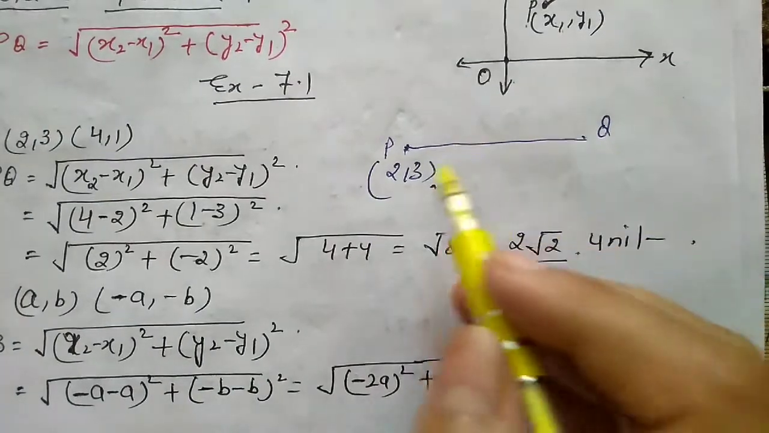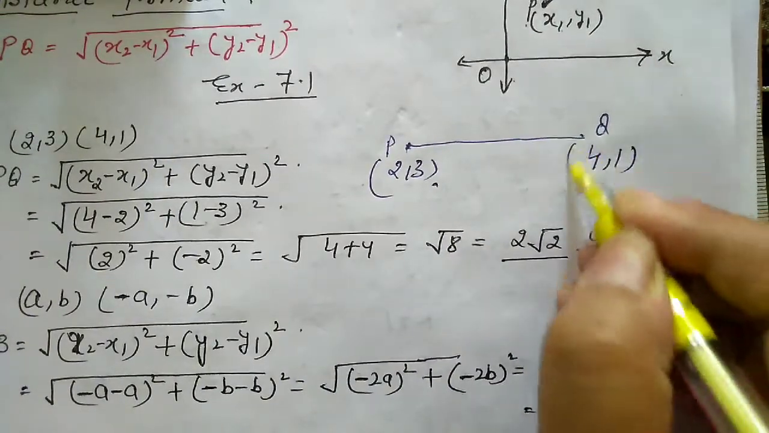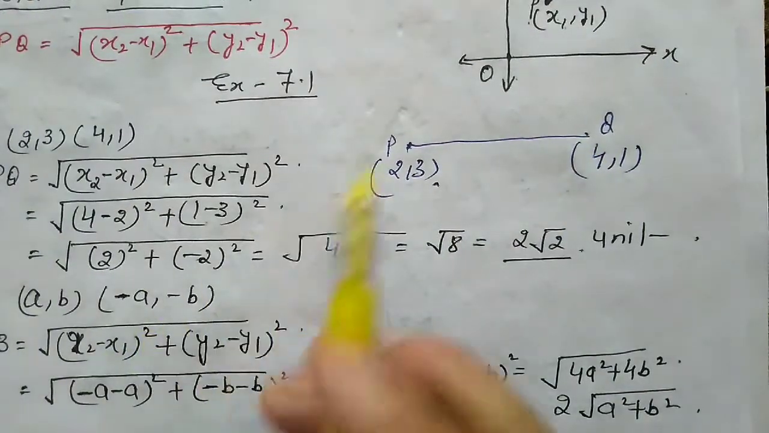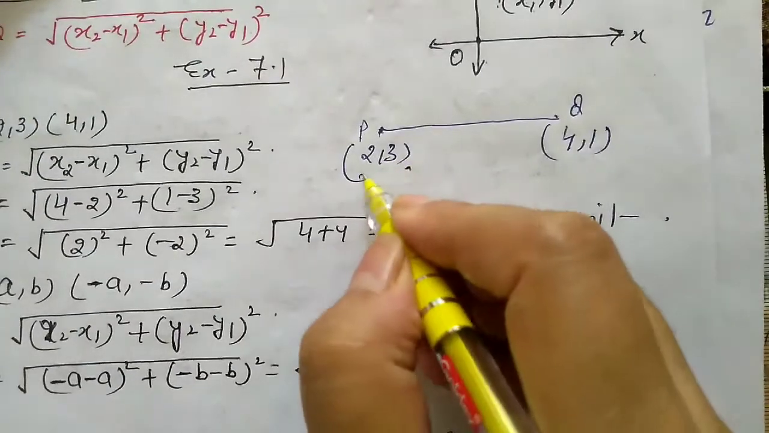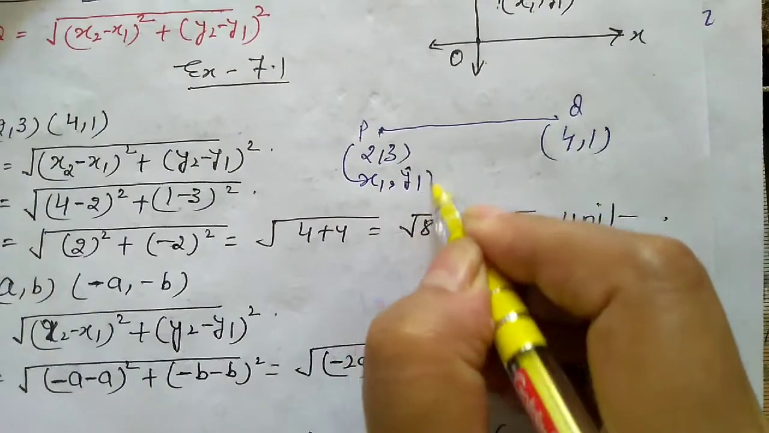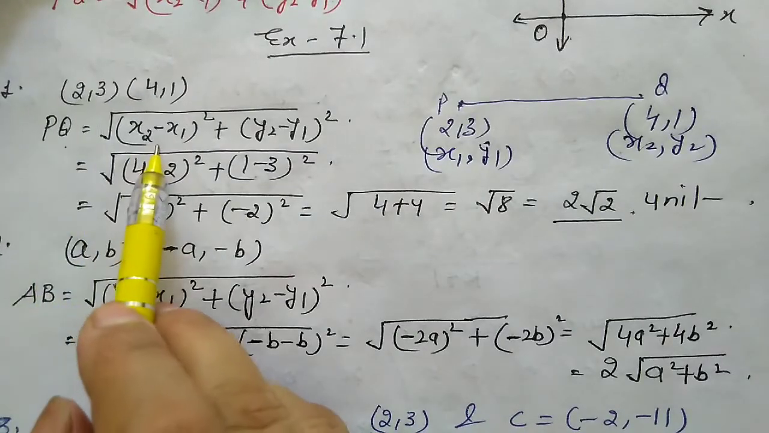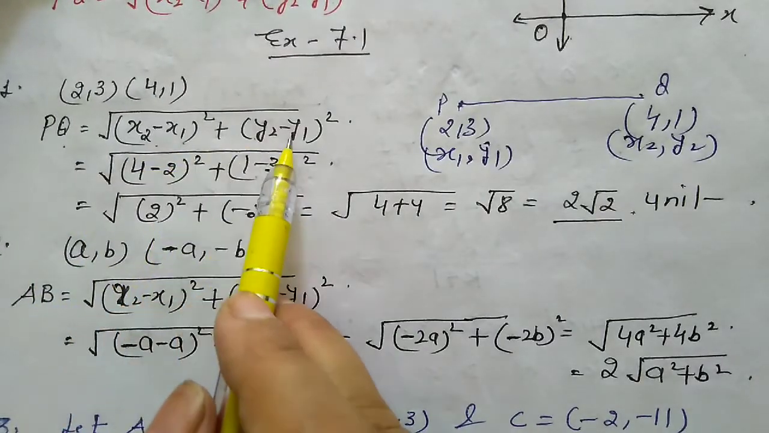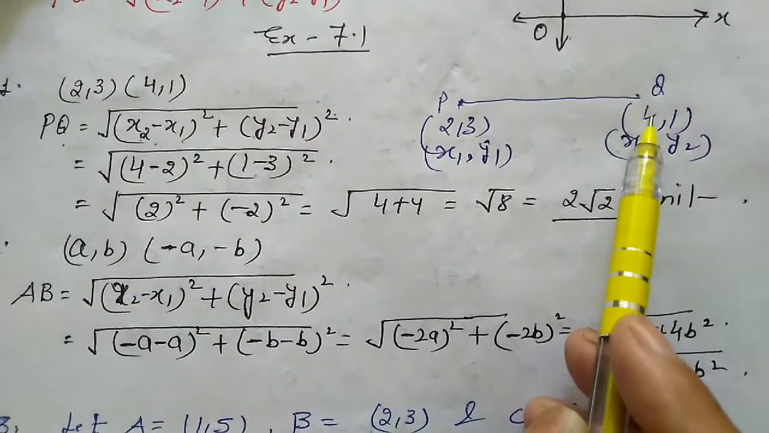So here P is the point (2, 3) and Q is the point (4, 1), like this it is given. If we take this as x1, y1 and this as x2, y2, the formula we know is PQ equals the square root of (x2 minus x1) whole square plus (y2 minus y1) whole square. So x2 is here 4.